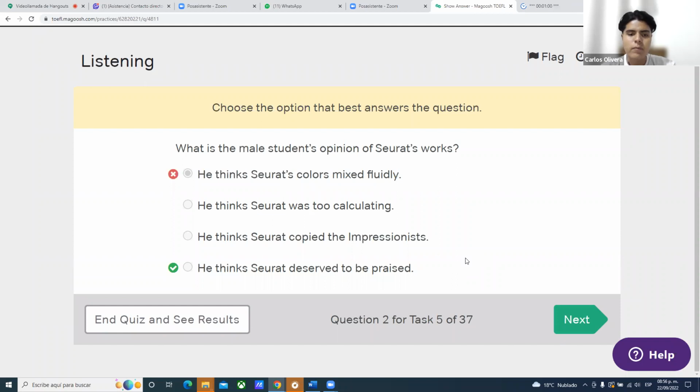But for example, the first one, he thinks Seurat colors mix fluidly. Well, maybe this is something that somebody mentioned about Seurat, but the opinion of the male student, notice that here there were two different students, a male and female student. I think it was the female student who said that she considered that Seurat had a very fluid technique with mixed colors, but it wasn't the male student who said this. So remember that the question is asking about the male student, and the male's intervention in this conversation was that he said, you know, guys, why didn't they admire him, or why did they criticize him if he deserved to be well regarded, right? Let's go.